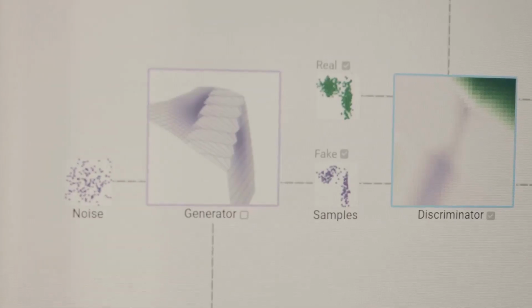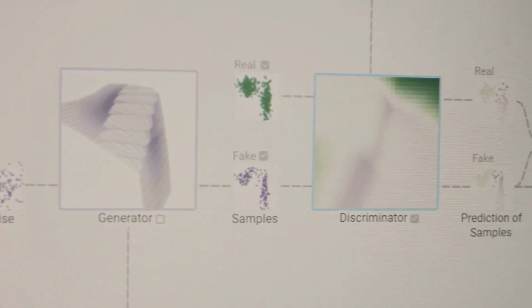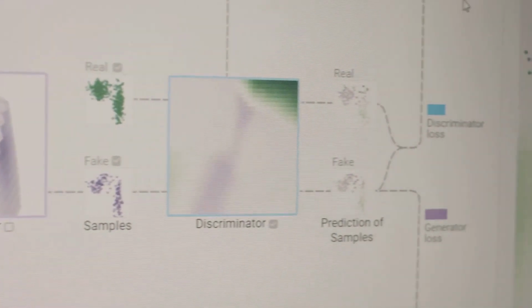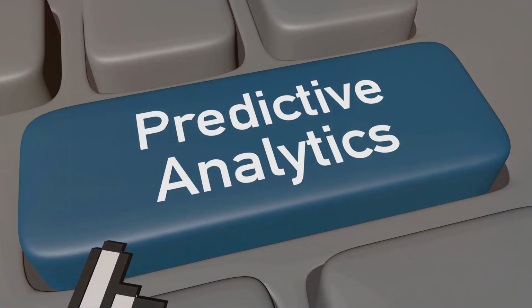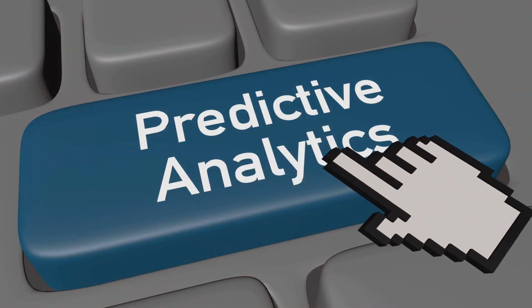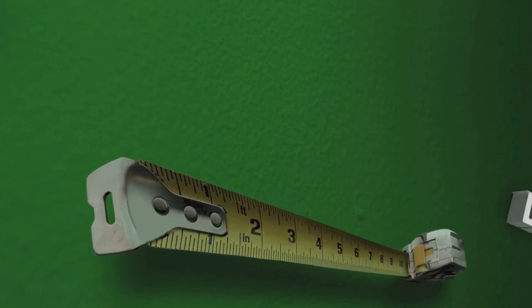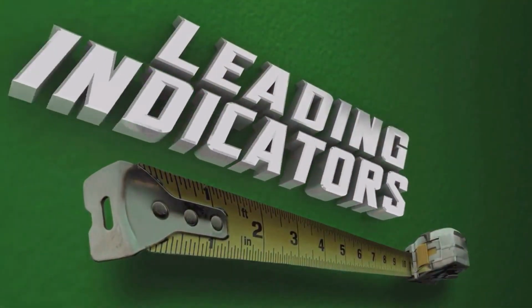Step 4. Cross-validate the model. This involves splitting the data into a training set and a validation set. The model is then trained on the training set, and its predictive performance is evaluated on the validation set.